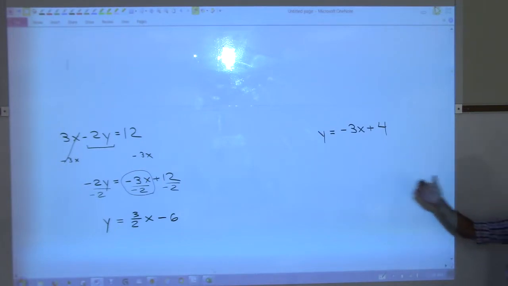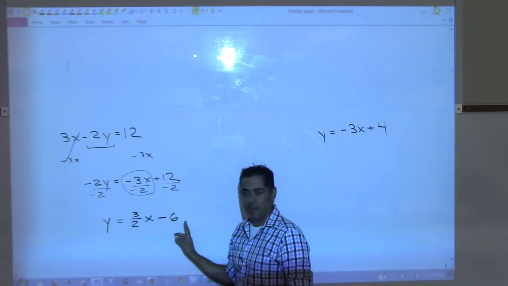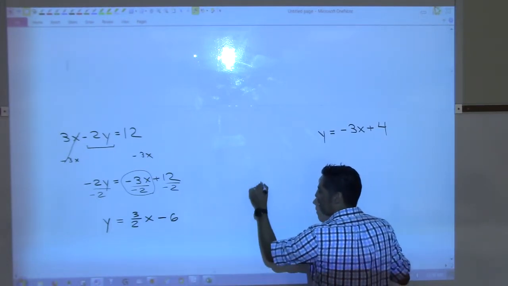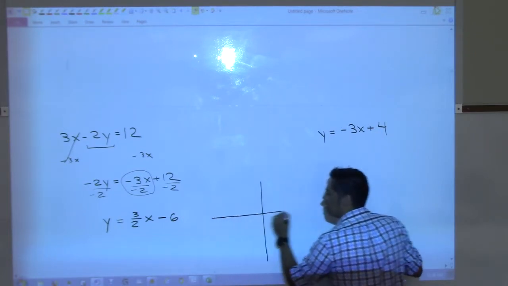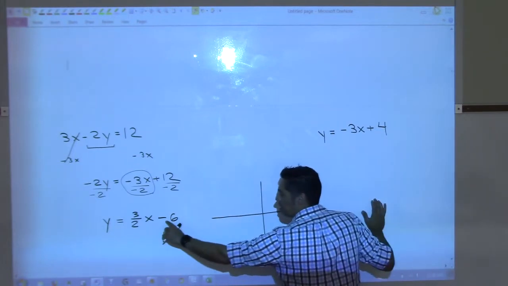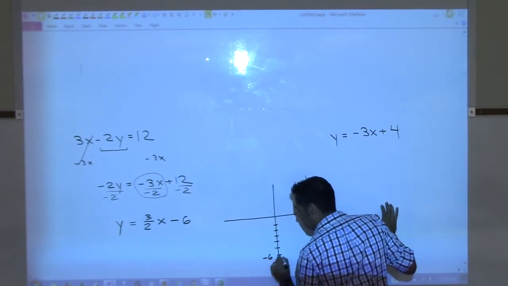Now, is that in slope-intercept form? y equals mx plus b. Yes. Okay, so let's try and graph that then. To graph this, where are we going to start? Negative 6 on the y-axis, right? So we start at negative 6 on the y-axis. 1, 2, 3, 4, 5, 6. Here's negative 6. I put a dot.